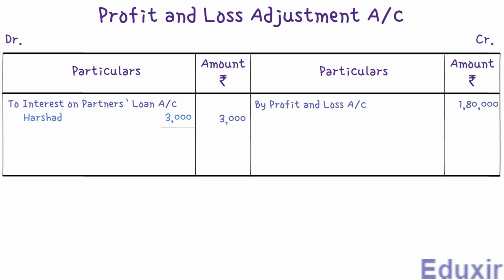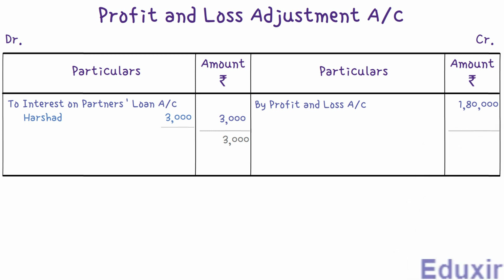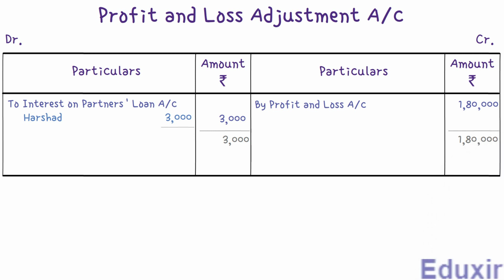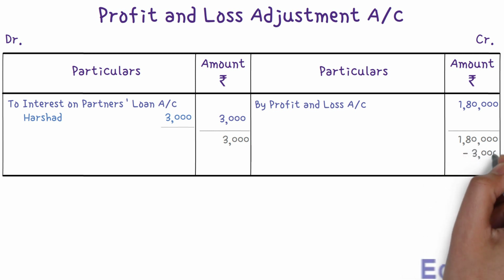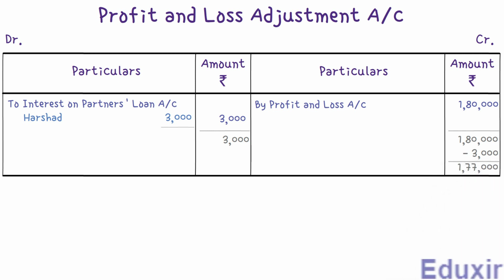As there are no other entries that need to be posted into the profit and loss adjustment account, let's find out the balance profit amount that should be transferred to the profit and loss appropriation account. Now, the total on the debit side of the profit and loss adjustment account is 3000 rupees. The total on the credit side of the profit and loss adjustment account is 1,80,000 rupees. From the total on the credit side, which is 1,80,000 rupees, if we subtract the total on the debit side, which is 3,000 rupees, we get 1,77,000 rupees. This is the profit amount that should be distributed among the partners.